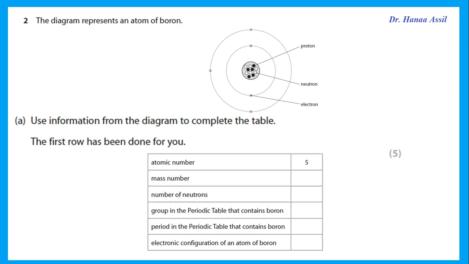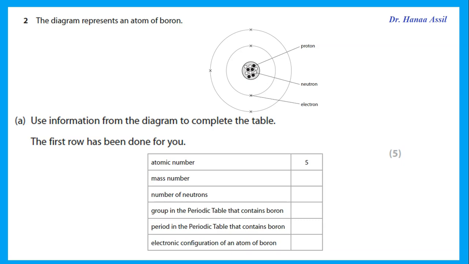Question 2 gives the diagram that represents an atom of boron, and we are asked to use the information from the diagram to complete the table. Well, the first thing was asking about atomic number. You should know that atomic number is the number of protons. So from the diagram, we can see that the number of protons is 5.